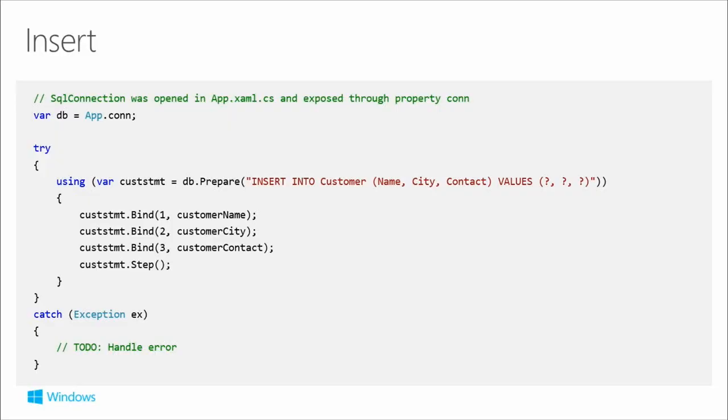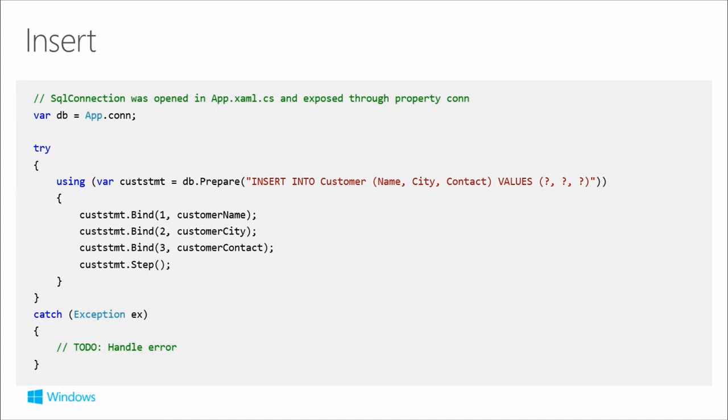Insert, you make your statement up. Again, it's another SQL statement. This is what we call a parameterized statement. So you insert into customer, into the name, city, and contact columns, 3 values, and we've got anonymous parameters in here, which are represented by the question marks in the statement.